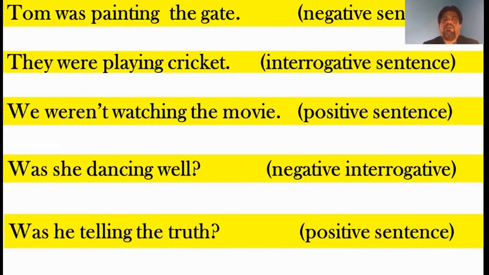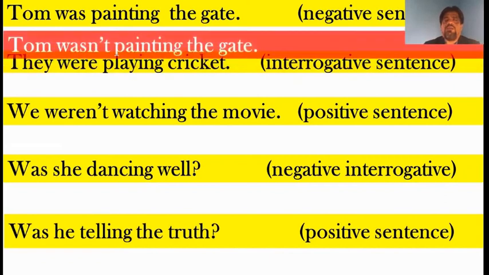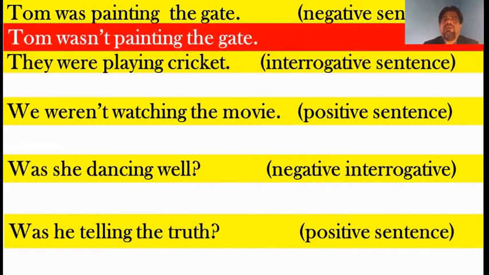Tom was painting the gate, negative sentence. You know, the helping verb was is used and not must be used along with the was. So here you get the answer: Tom was not painting the gate.